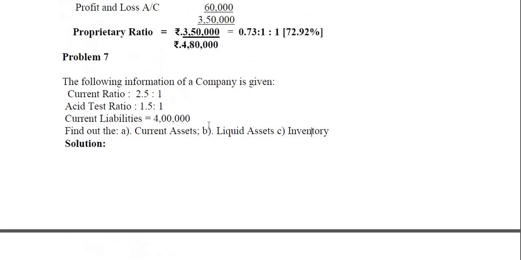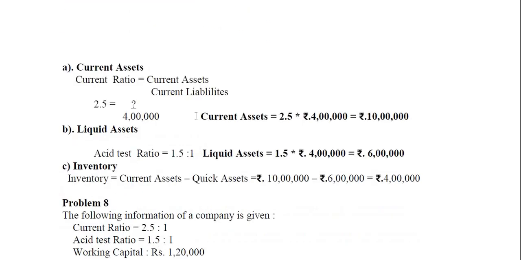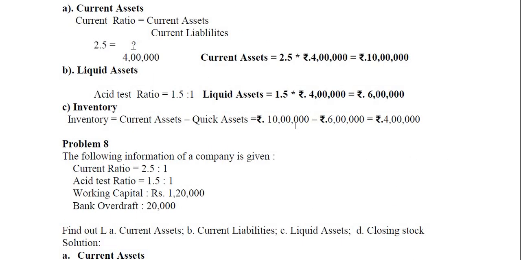Then what is inventory? That is current assets minus quick assets. You will get inventory. So 10 lakh minus 6 lakh, you will get 4 lakh. 4 lakh is nothing but inventory. So a small problem we have solved.